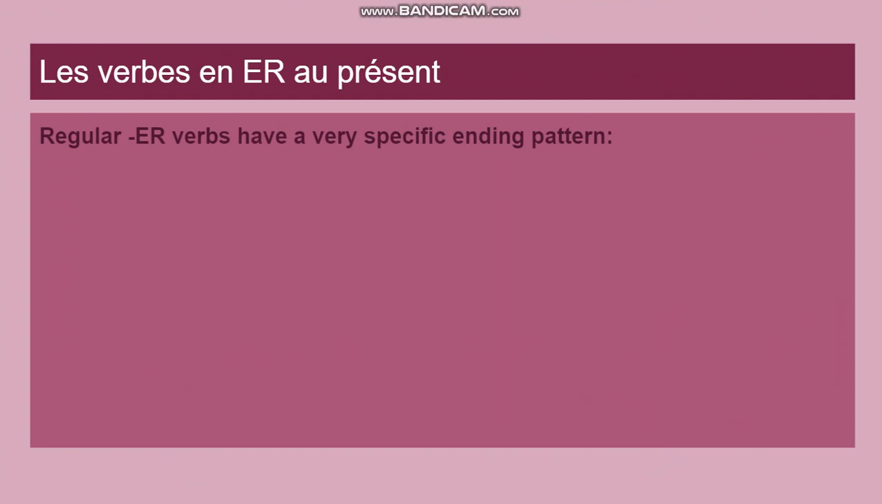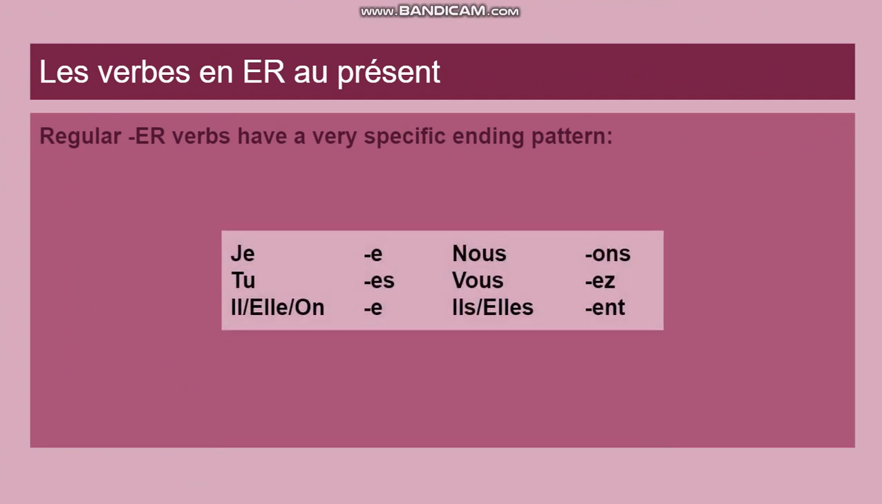Regular ER verbs have a very specific ending pattern. For the je conjugation, we're going to use E. For tu, you're going to use ES. For on, we're going to use E. For nous, we're going to use ONS. For vous, we're going to use EZ. And for ils and elles, we're going to use ENT.